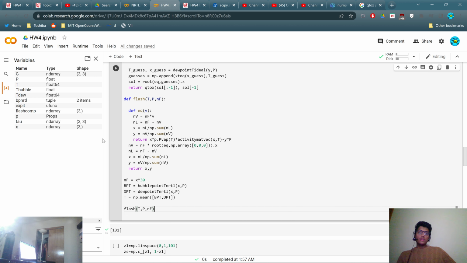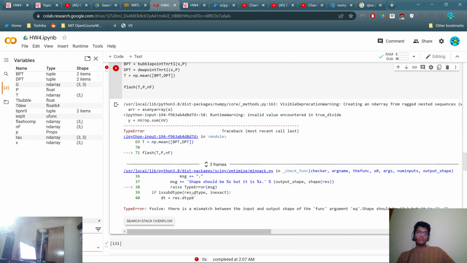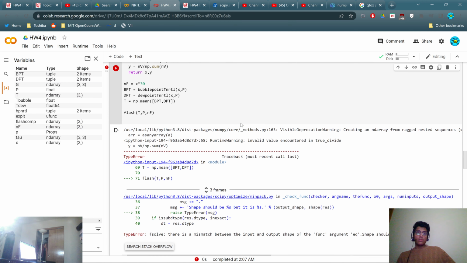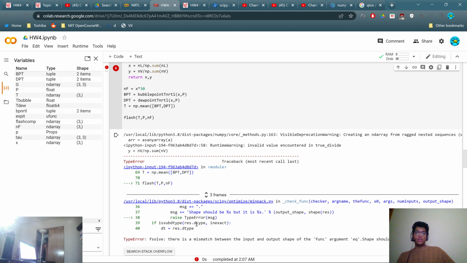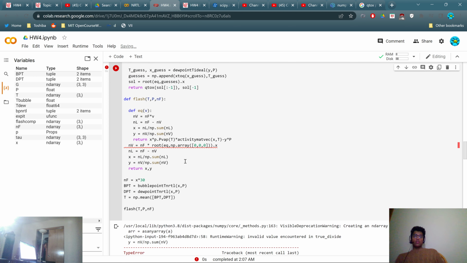Do you guys see any problems here? Can I just run this? What if I just run it? There's a mismatch in, where is it? Flash, TPF. Optimize between the output shape should be 3. So what line is it? Oh, here. But it's 3 comma 3.